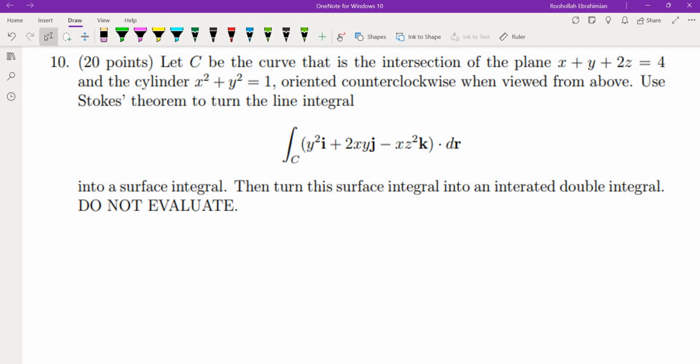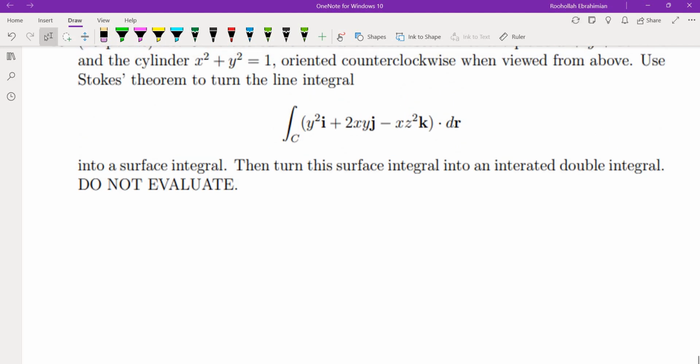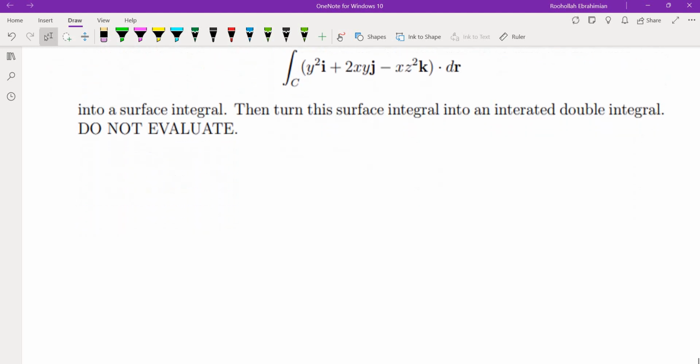Okay, last problem. Let C be the curve that is the intersection of the plane and the cylinder, oriented counterclockwise when viewed from above. Use the Stokes theorem to turn this line integral into a surface integral. You do need to turn it into an iterated double integral, but you do not need to evaluate it.